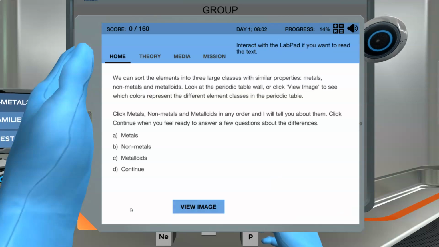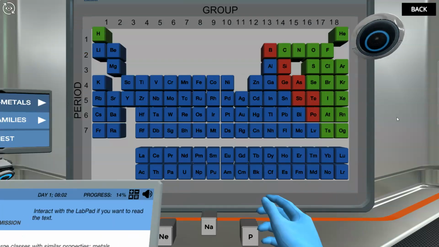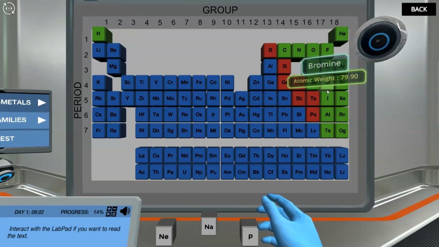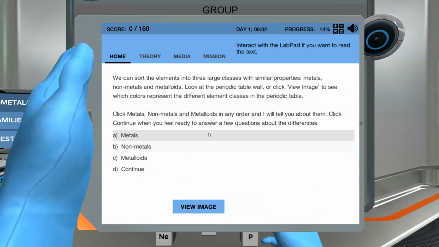We can sort the elements into three large classes with similar properties: metals, nonmetals and metalloids. Look at the periodic table wall, or click View Image, to see which colors represent the different element classes in the periodic table. Click metals, nonmetals and metalloids in any order and I will tell you about them. Click Continue when you feel ready to answer a few questions about the differences.